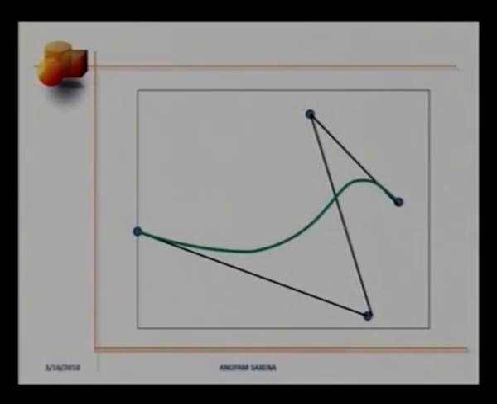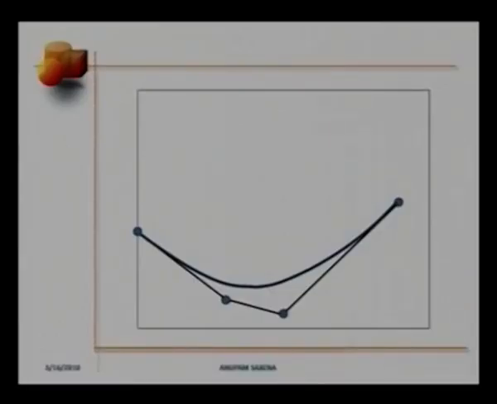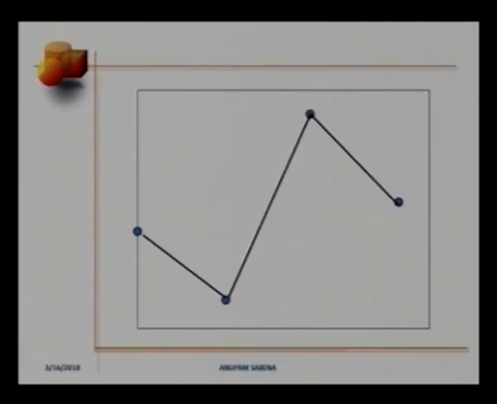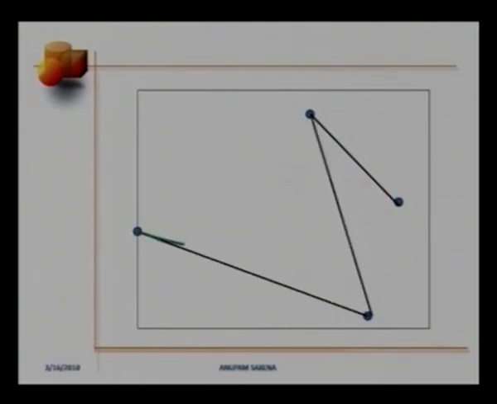What do we observe? Let me go back. Notice the shape of the blue segment, and then the red segment, and then the green segment. Question: is the change in shape local or global?